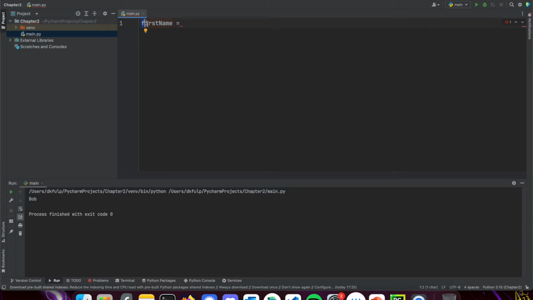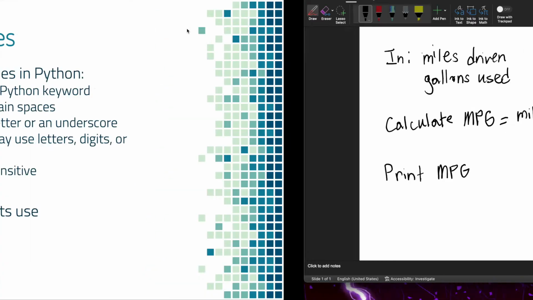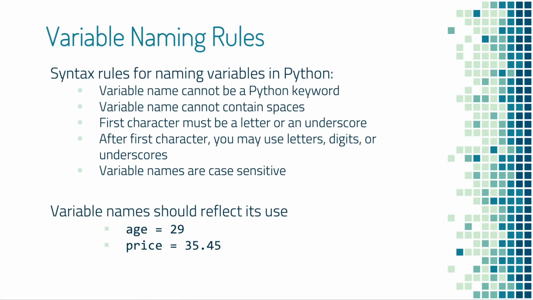We want to start with the lowercase, and if we're using camel case, we uppercase only the first letter of every extra word. So in this case, first and then name is a new word. Or, in my approach that I usually use, is using underscores to delineate where a new word comes. So in this case, first underscore name. Okay? So we cannot use spaces. We can use numbers, but we cannot use them to start with.